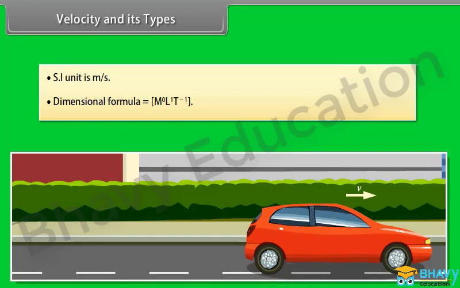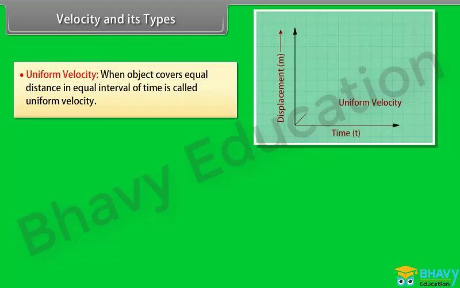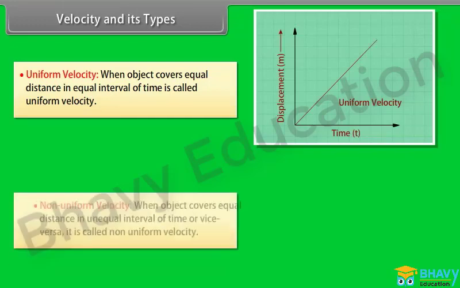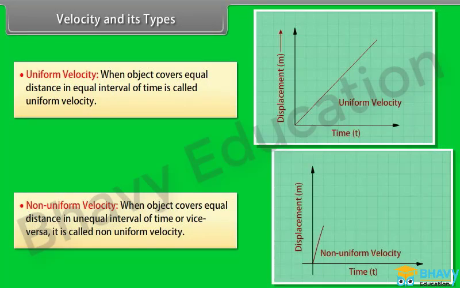Dimensional formula is equal to M raised to the power 0, L raised to the power 1, T raised to the power minus 1. Uniform velocity. When an object covers equal distance in equal interval of time, it is called uniform velocity. Non-uniform velocity. When an object covers equal distance in unequal interval of time or vice versa, it is called non-uniform velocity.